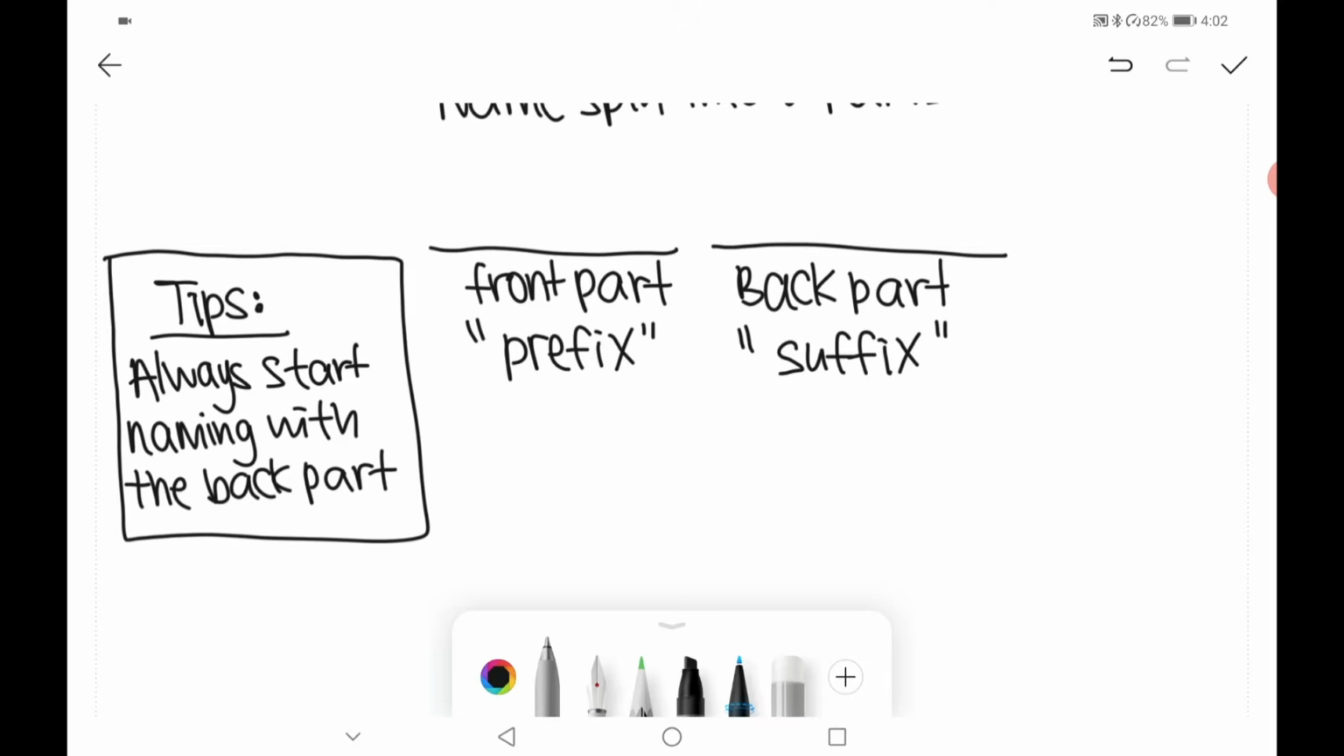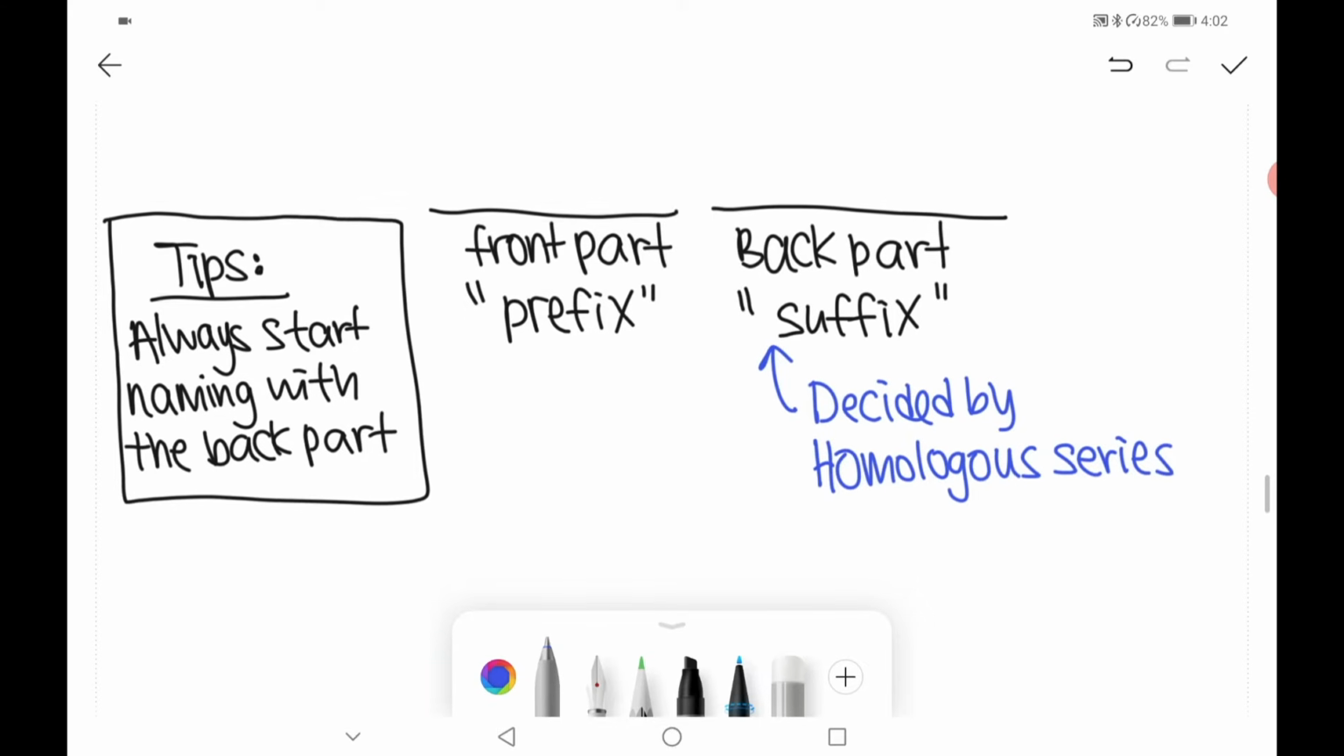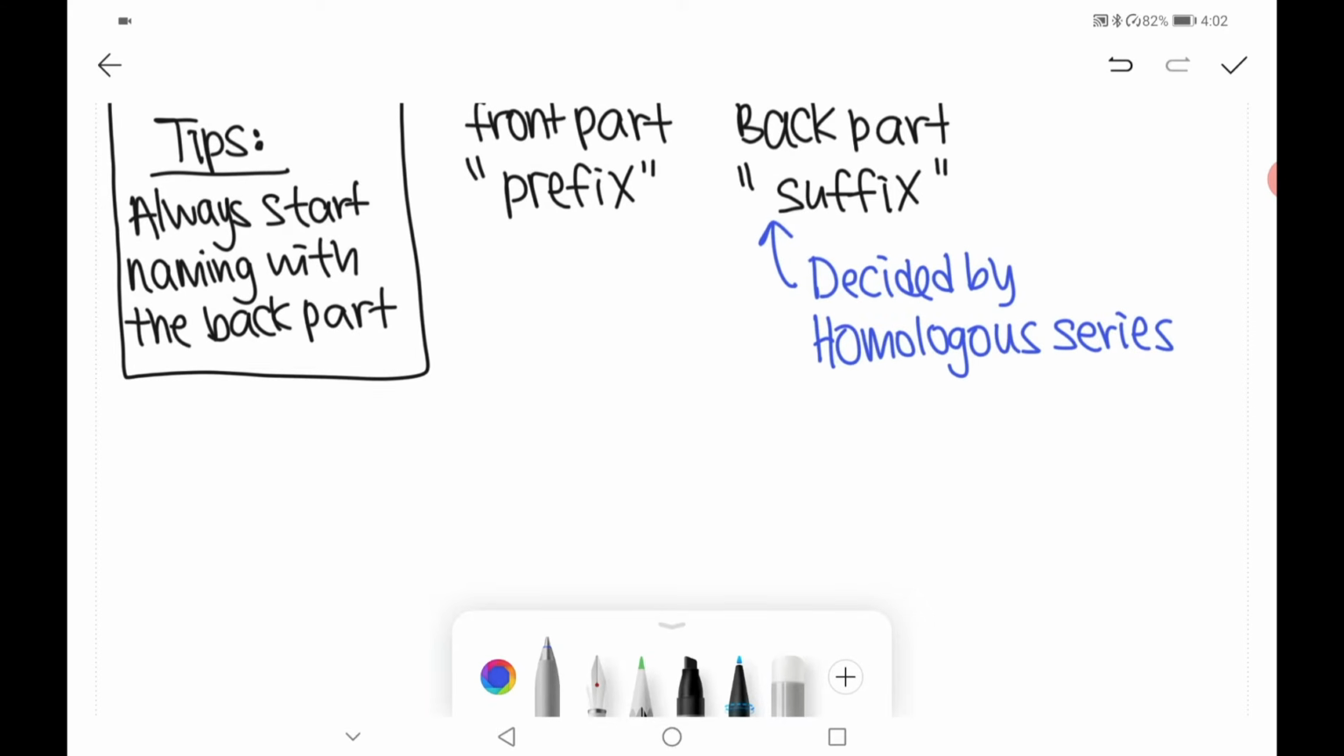The back part is actually decided by the homologous series. So when you want to name the back part, you always need to check what is the homologous series of that particular carbon compound.